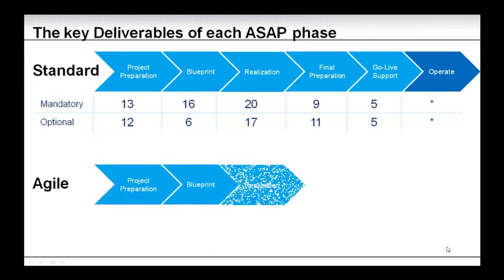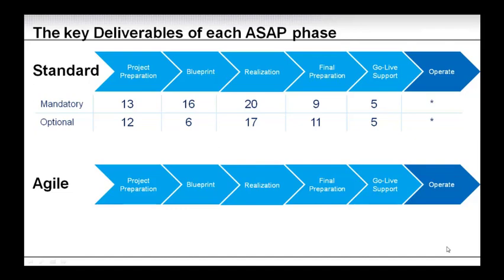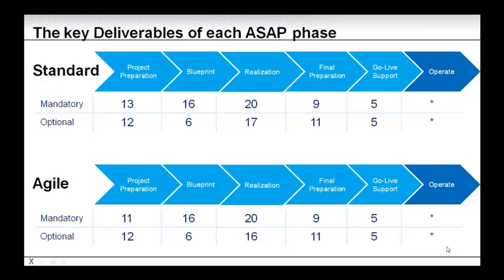If we then look at the agile approach, it's the same phases, the same names of the phases, but the mandatory and optional deliverables are a little different. You will have 11, 12, 16, 6, 20, 16, 9, 11, 5, 5. So you see that it's almost the same. The only difference between the standard and the agile is the approach you take to get the design and get it built. You are using the agile process to do so. But the deliverables themselves that you need to go through, the analysis, the documentation, and so on, are pretty much the same, as you can see.